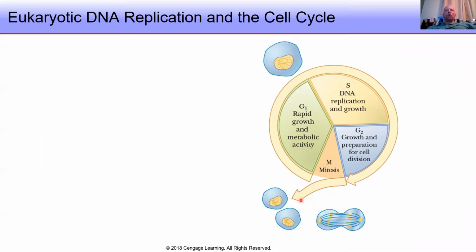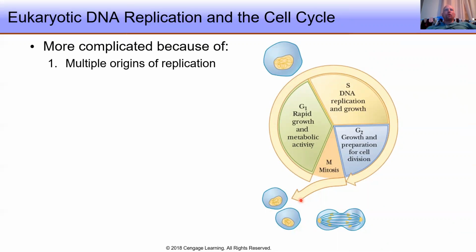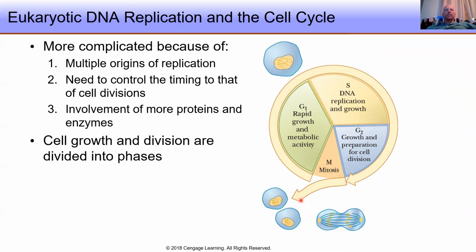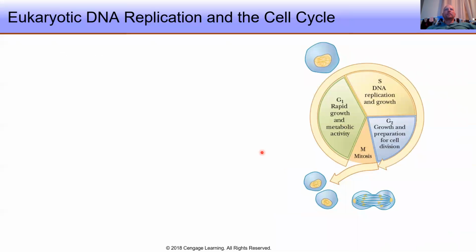Of course, it's more complicated than that because we have to factor in the cell cycle. So we have multiple origins of replication in eukaryotes. It's much simpler in bacteria. We need to control the timing relative to cell division, and therefore this involves more proteins and enzymes. And the cell cycle is where cell growth and division are divided into different phases: M, G1, S, and G2. So what are these different phases?